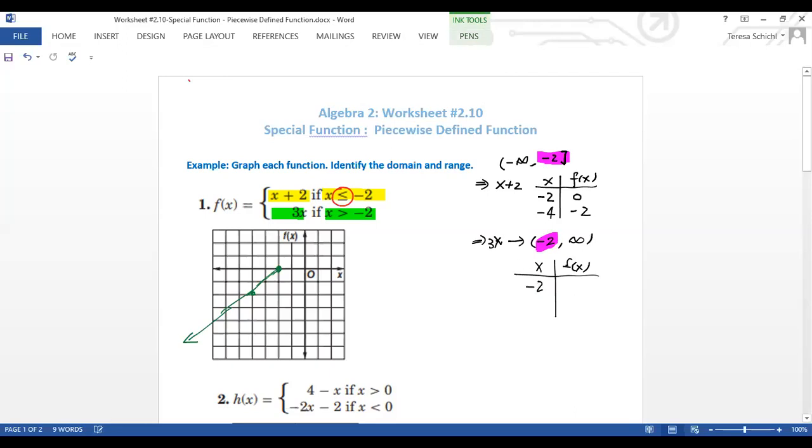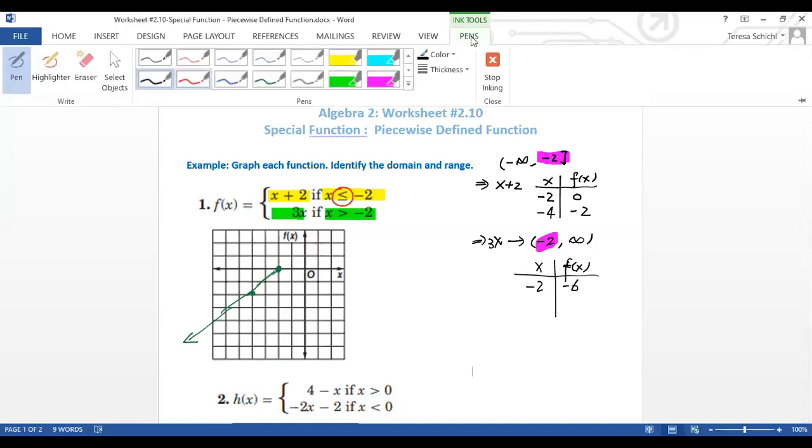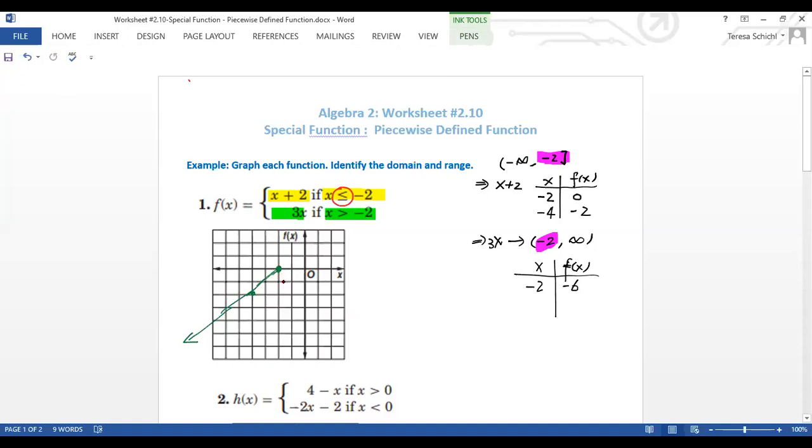So when x equals -2, what is this one here? This is -6, right? Okay, so this is -6. So now I'm going to graph it. So at -2, -6 is 1, 2, 3, 4, 5, 6. So here is a what? Here is a circle because there is no equal sign here.